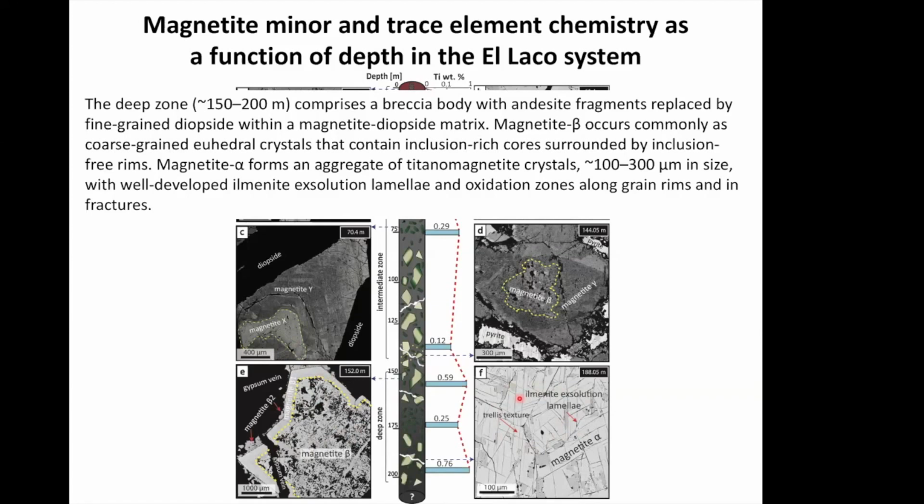And I think the most important part here is, to the best of our reading through all published papers, no one had ever identified magnetite alpha, which is characteristic of igneous magnetite that originally grew from a silicate melt as titanomagnetite, and during cooling and oxidation, that original titanomagnetite exsolves ilmenite along predefined crystallographic planes within magnetite.